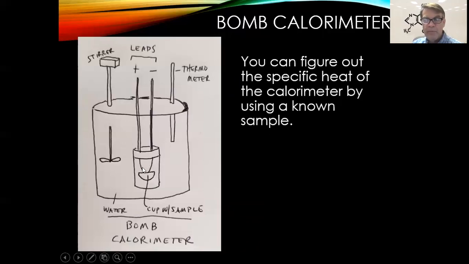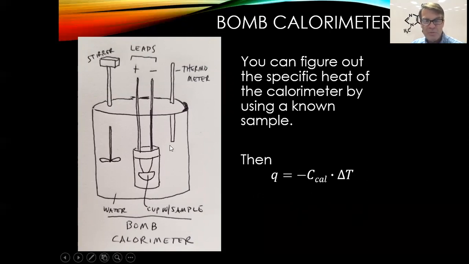So we have to predetermine what the specific heat of the calorimeter is, but it's the same basic principle as we did with the coffee cup calorimeter. We're going to use our knowledge of what's going on with this container in order to figure out what happens in the reaction. And so basically the heat is going to be the negative of the specific heat of the bomb here, of the calorimeter, times the change in temperature. And we can use a known reaction to, as it were, figure out what the specific heat is of this.